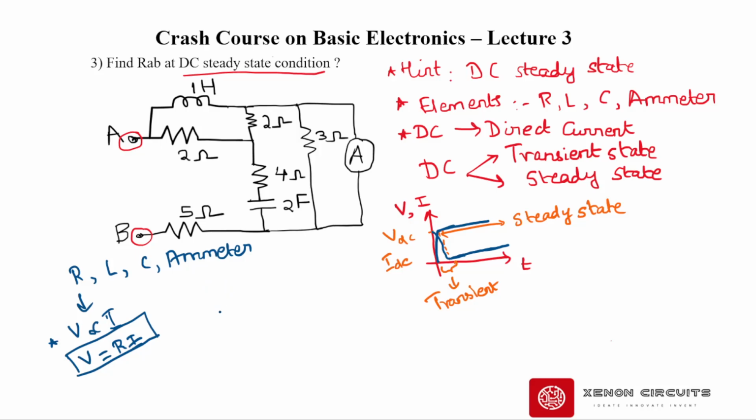Now, let's take a look at the inductor. For an inductor, the voltage across it is directly proportional to the rate of change of current through it, and the proportionality constant here is inductance.